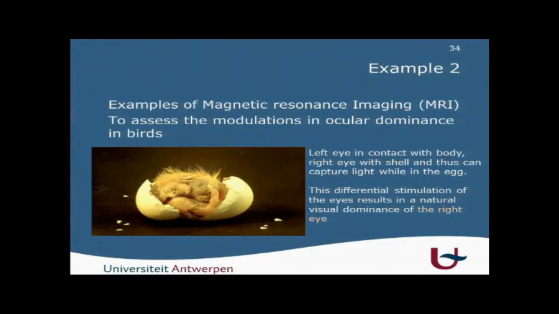This is a bird in an egg, and during development the bird is folded in a standard way so that one of the eyes, the one which is looking at the shell, during a critical period receives light, while the eye which is lying on top of the body is actually sort of deprived from light. And actually birds, when they hatch out of the egg, they already have ocular dominance. And this is because of the fact that one eye was exposed and the other one wasn't.